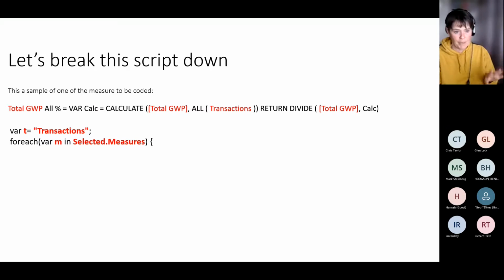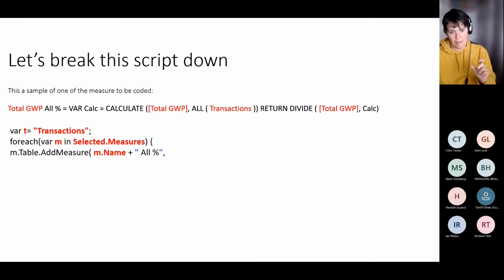Then we've got the next one, which is the selected measures that I want to create this calculation against. We're doing an example of total GWP, but there's at least 3 measures in there I want this percentage for: the commission, the fees, and the GWP. So I'm going to select those 3. They become my selected measures. And then I want to add the table. I want to add a new measure.